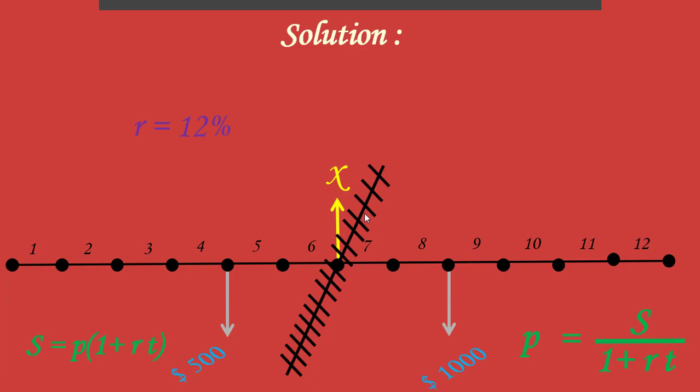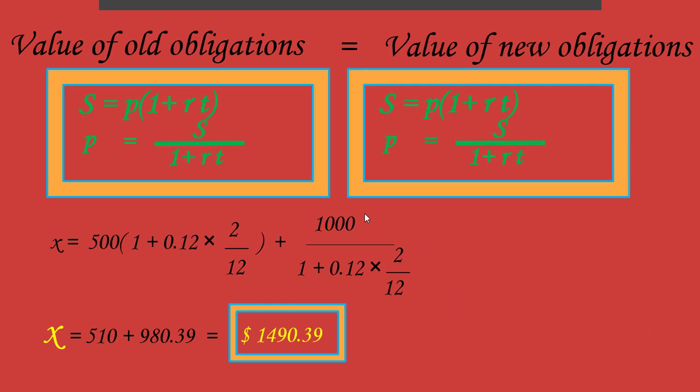So for X we will not calculate S or P. We will take X as its value. The main formula: value of old obligations equals value of new obligations.